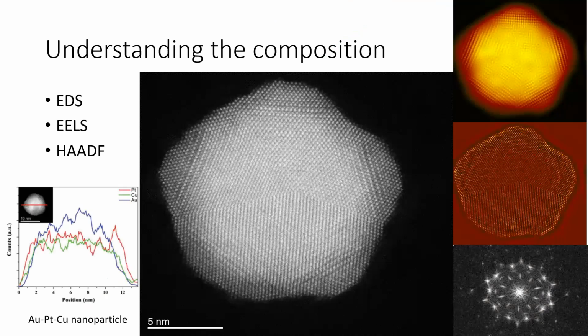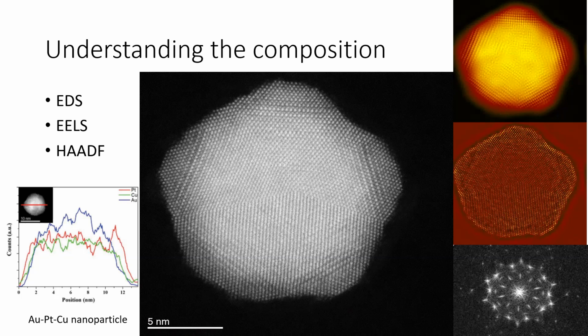So when we're looking at these samples, we've got to know what they're made out of. In those microscopes, there are some different techniques that we use. The main one is EDS, energy dispersive X-ray spectroscopy. When the electron interacts with the sample, a characteristic X-ray comes off. You can use that to figure out what the element is.